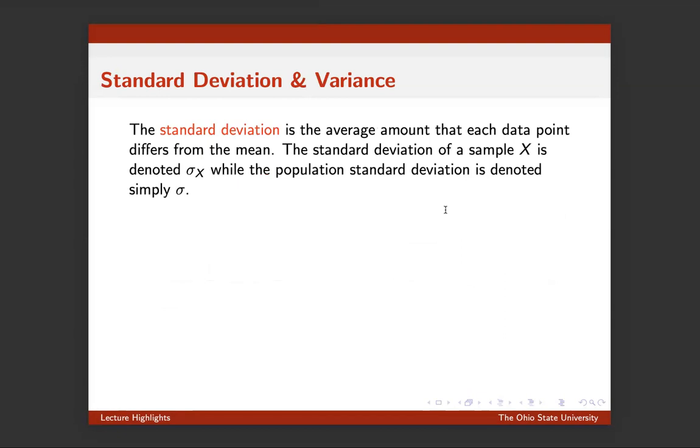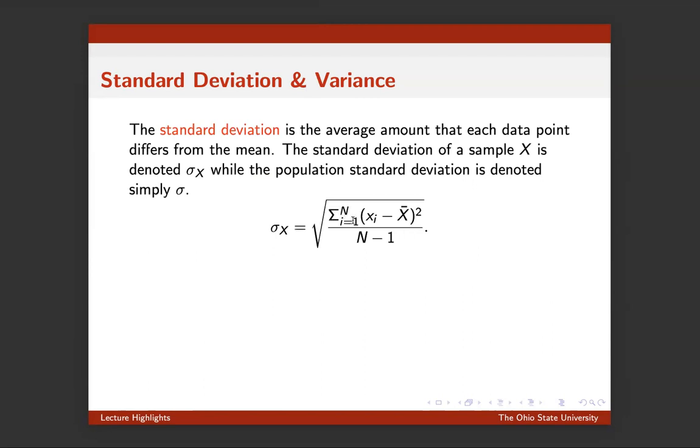Again, using that same sample, big X, we use sigma sub X as the denotation of sample standard deviation, while the sigma here, the little sigma with no X, is the population standard deviation, which we're not going to be finding. So this is the formula for the sample standard deviation.